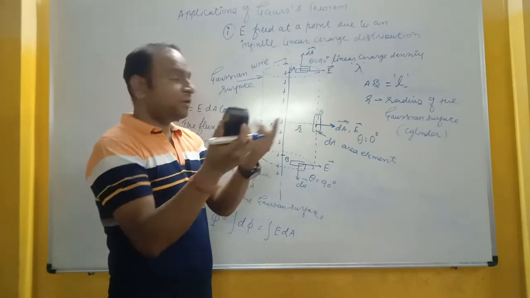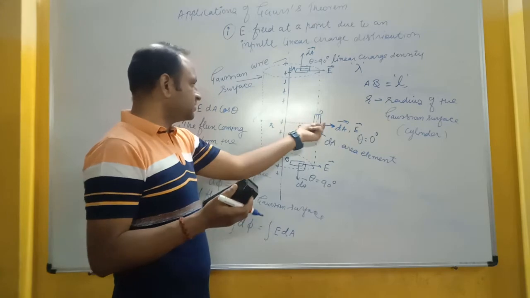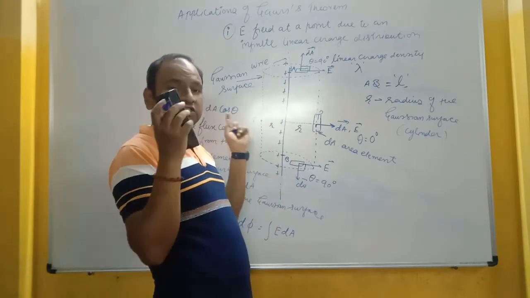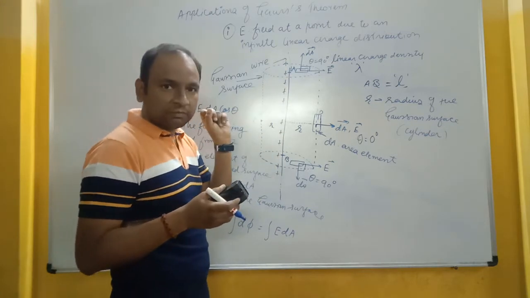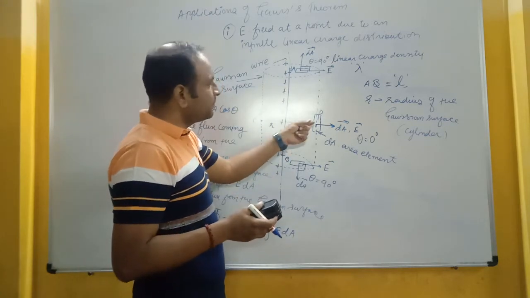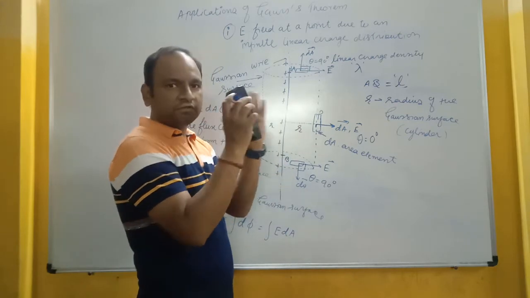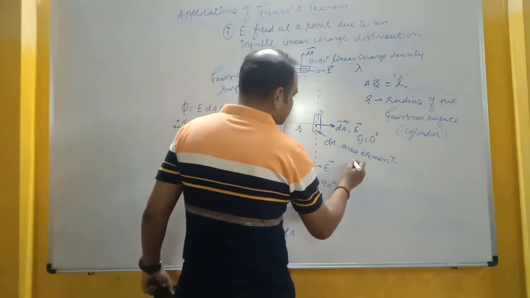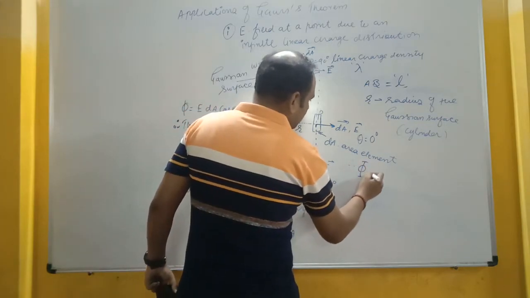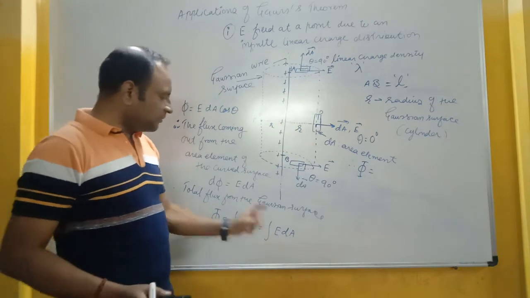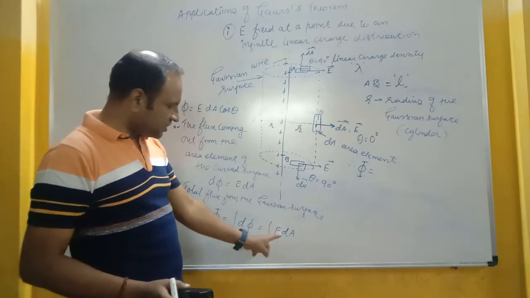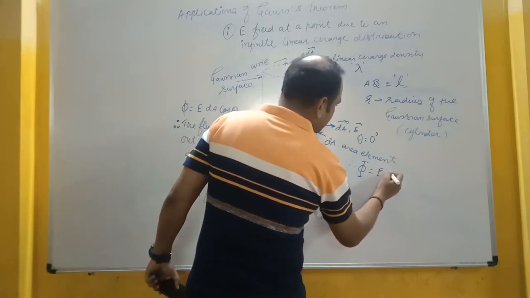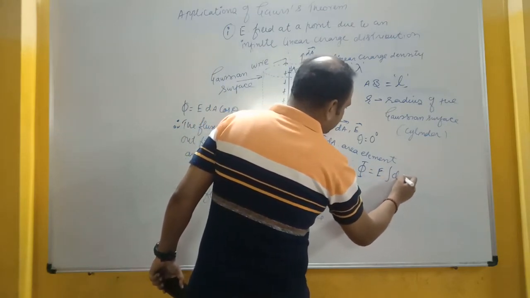The electric field is constant everywhere on the curved surface. Why? Because all the points here, like suppose this P and P dash, the point over here, the point behind this board, are at the same distance from my linear charge distribution. Therefore the electric field will be constant at every point on the curved surface of the Gaussian surface. So this E will come out of the integral sign. My flux phi would be equal to E multiplied by the integral of dA.